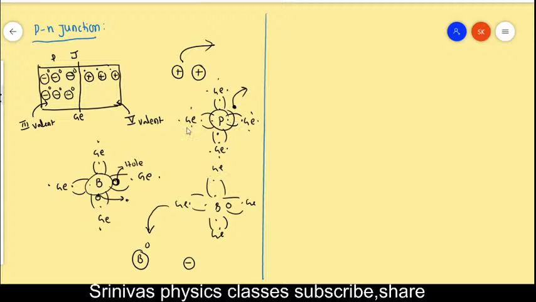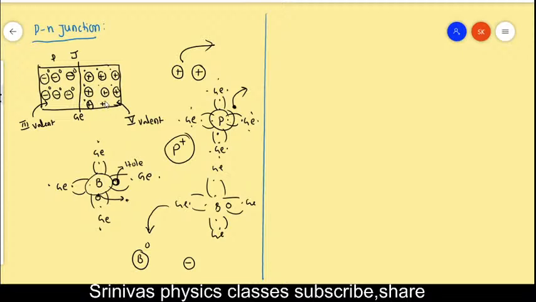Why? Phosphorus is a neutral atom. If it loses an electron, it will become a positive ion, because due to the loss of an electron, it becomes positive. And next, like this, I am drawing it here: the positive ion along with the electrons.